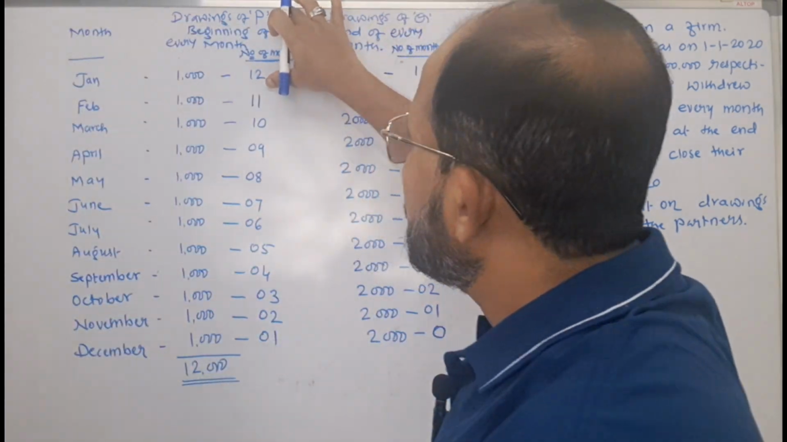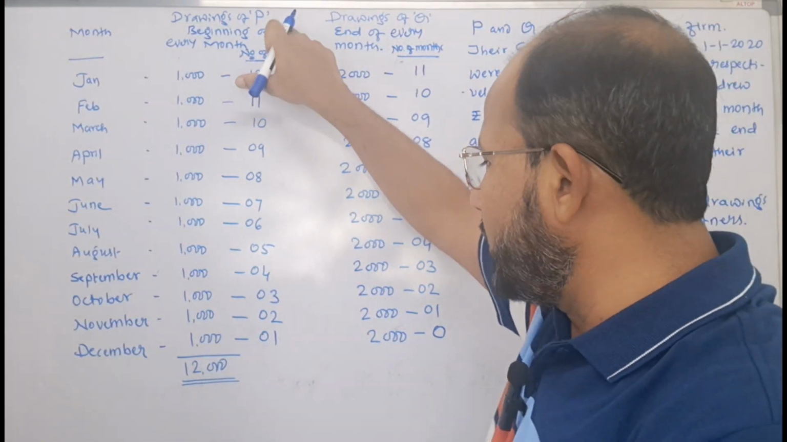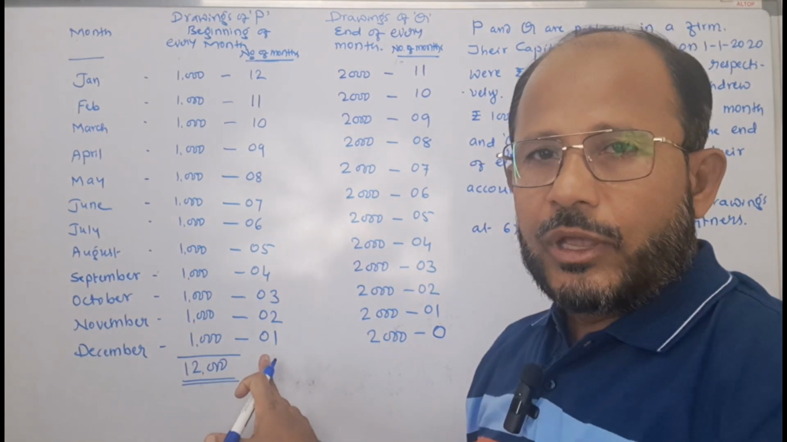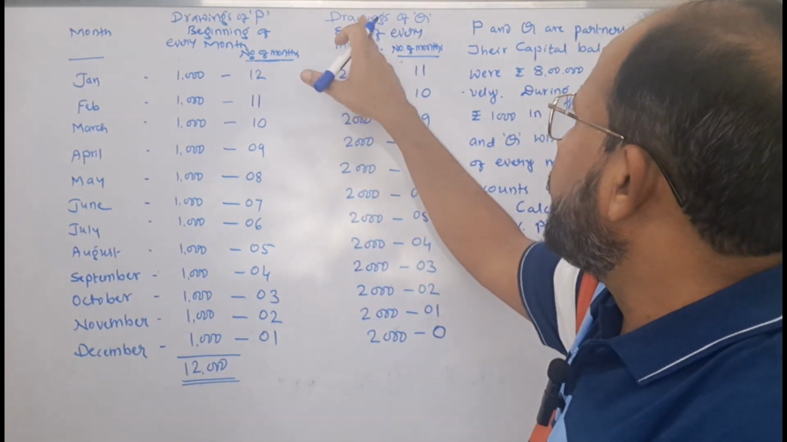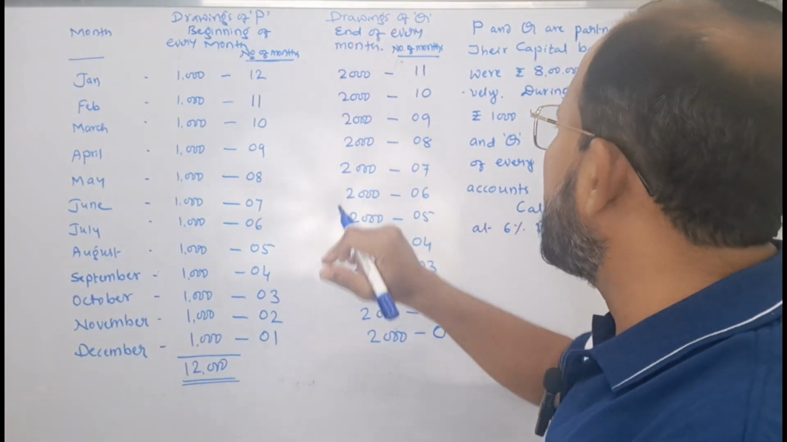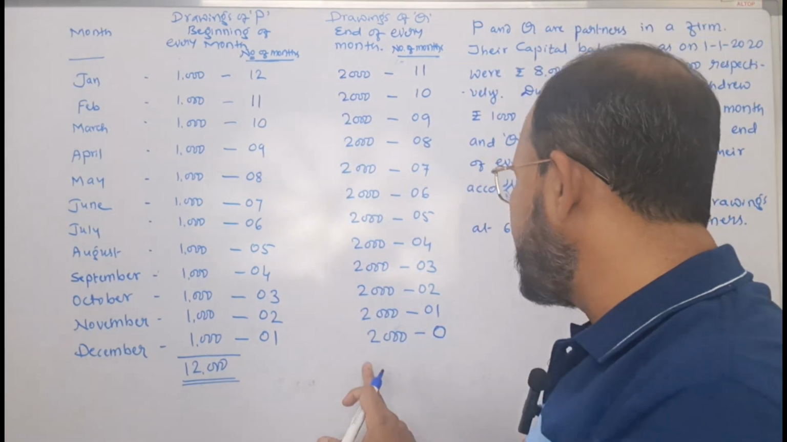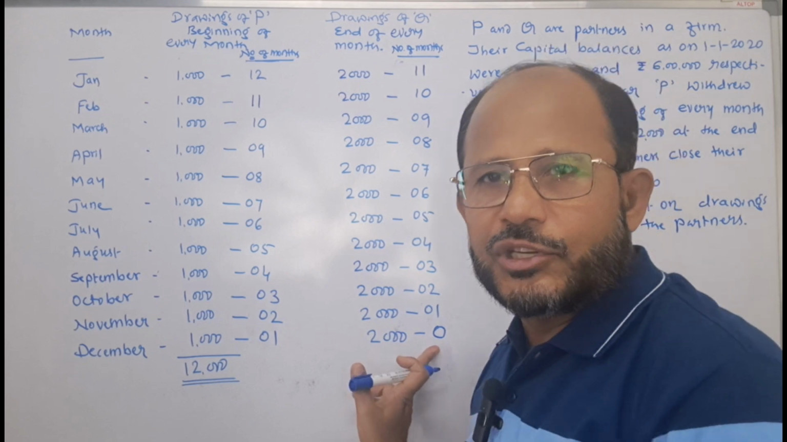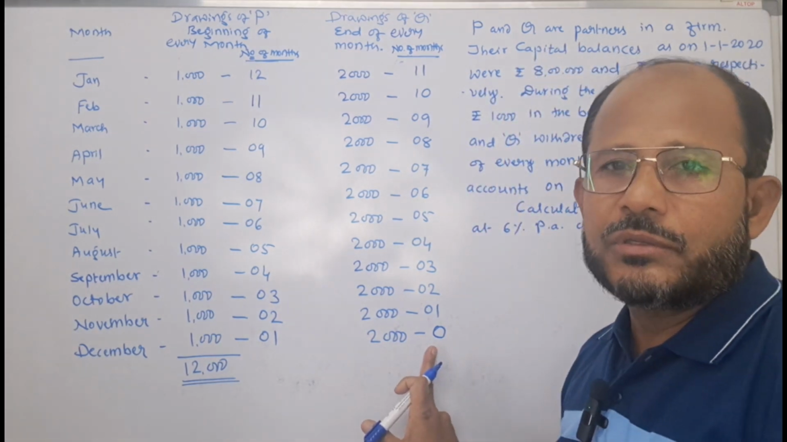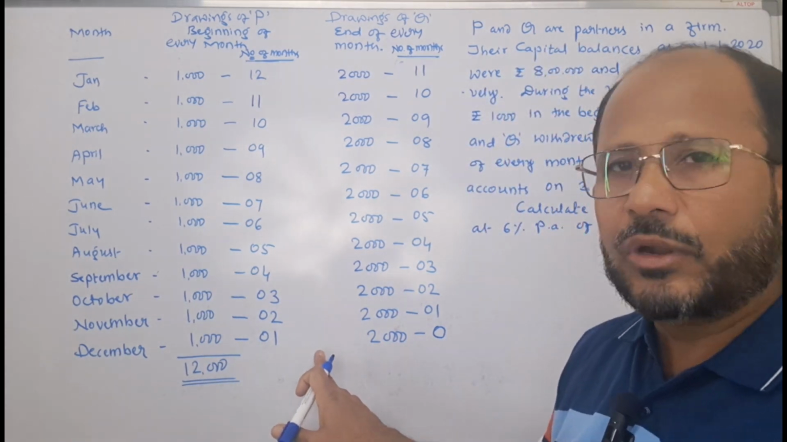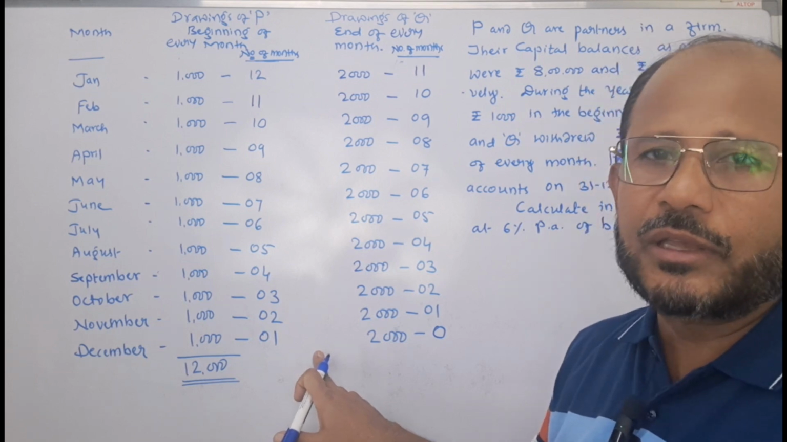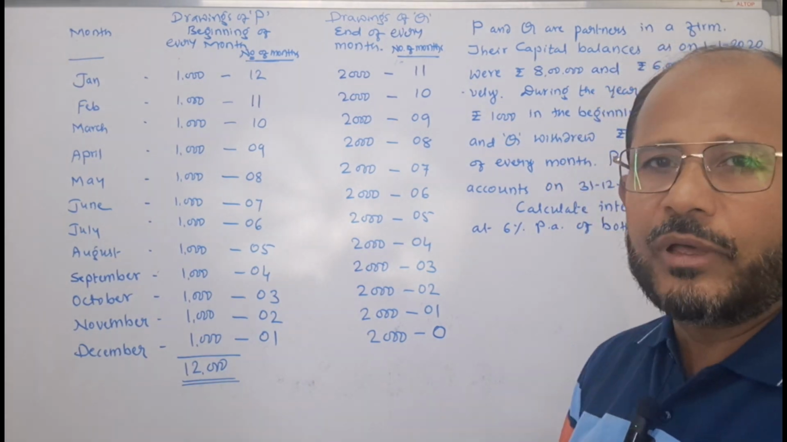When the amount is withdrawn at the beginning of every month, in the month of December we get 1. But in case the amount is withdrawn by the partner at the end of every month, you see, in the month of December, the period for which interest is to be calculated comes to 0. Since the amount is withdrawn at the end of the month, that month is not supposed to be included.